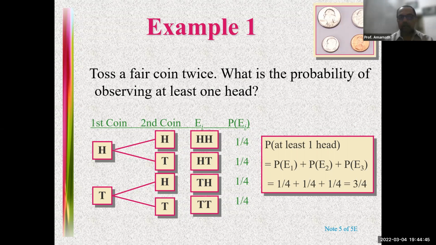So what are the things? I have to discount the fourth one here. So that will be P of E1, P of E2, and P of E3: 1/4, 1/4, 1/4. So the probability of getting at least one head is 3/4. Tossing a fair coin twice, what is the probability of observing at least one head? That is how we have to solve the problem.